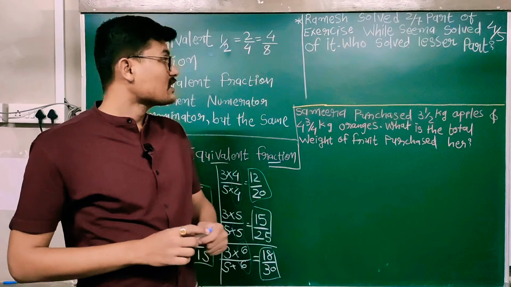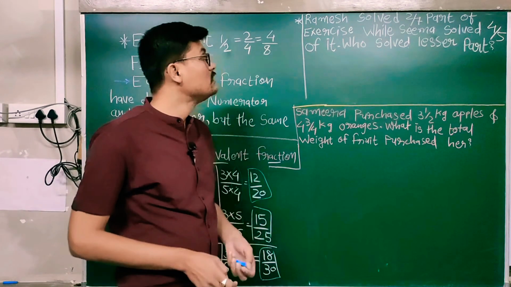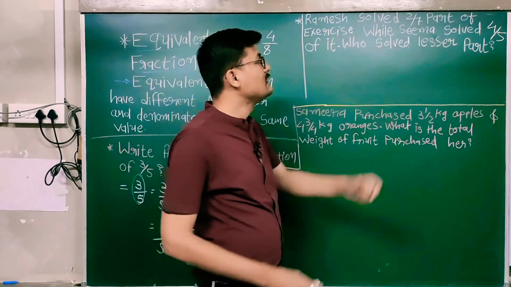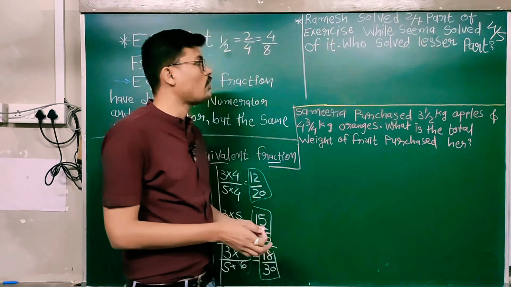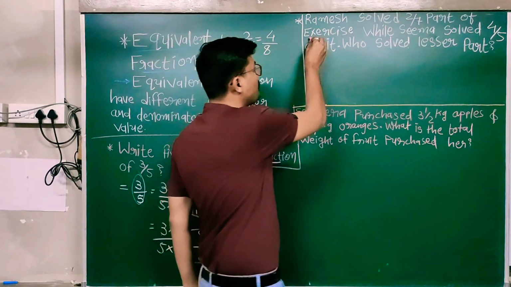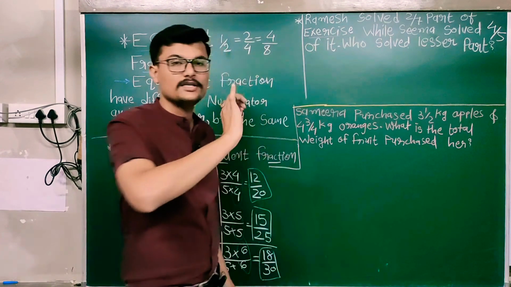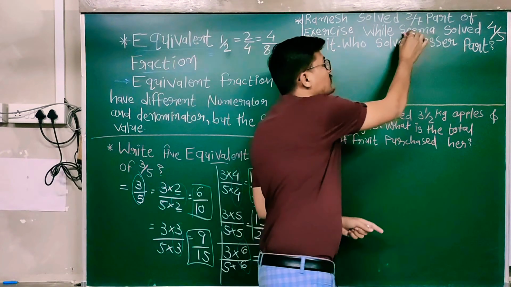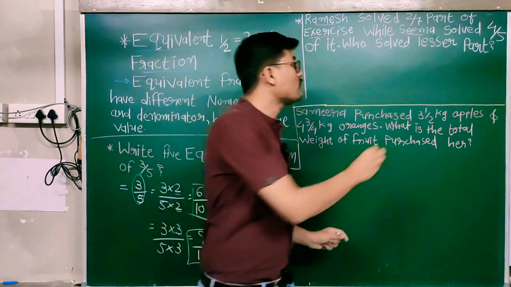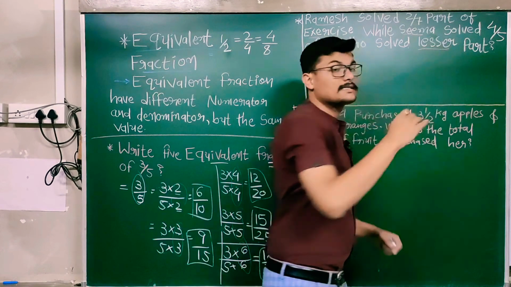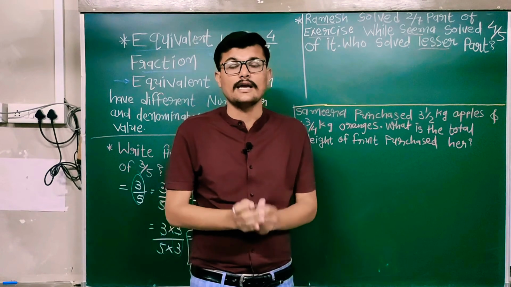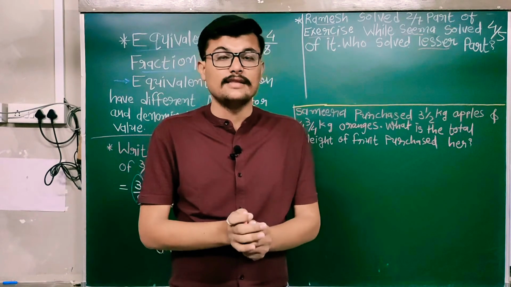Now we are taking one more example. Ramesh solved 2 upon 7 part of an exercise while Seema solved 4 upon 5 of it. Who solved the lesser part? Here Ramesh solves an exercise and Seema also solves an exercise. But what do we want to find? We want to find who solved the lesser part, that is, who has solved less of the exercise. That is what I want to find.